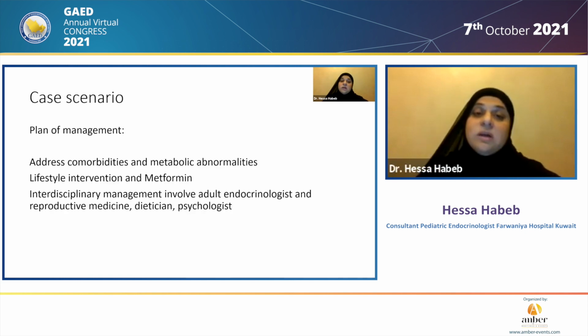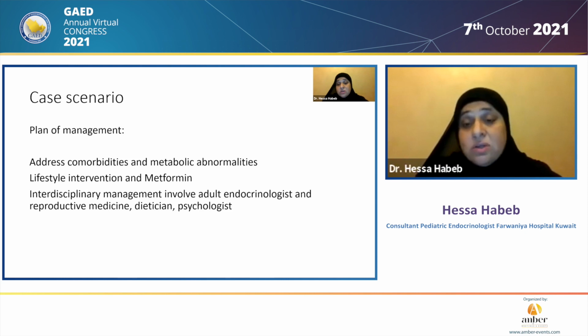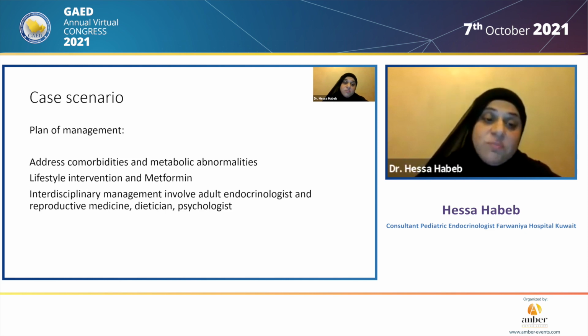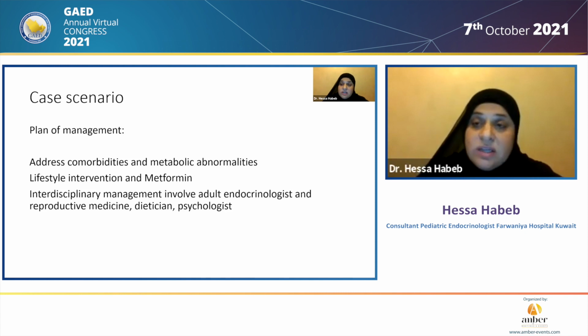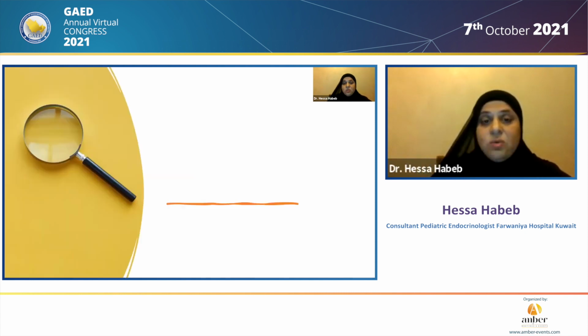For now, for Suha, the plan of management is to address all comorbidities and metabolic abnormalities as the results come. And we have started lifestyle intervention with metformin. For the management, I usually consult our adult endocrinologists because they are more expert in the management of PCOS. So we usually share the care for these adolescents together, and also with the OB-GYN, together with a dietitian and psychologist. And with that, I conclude.